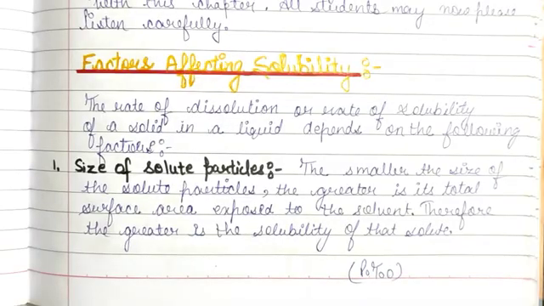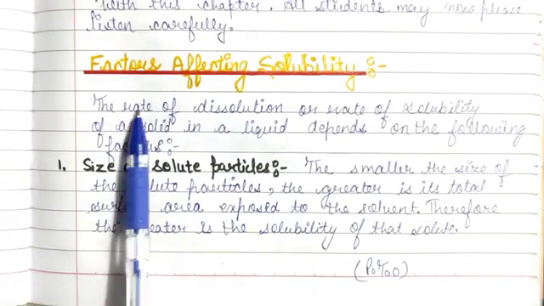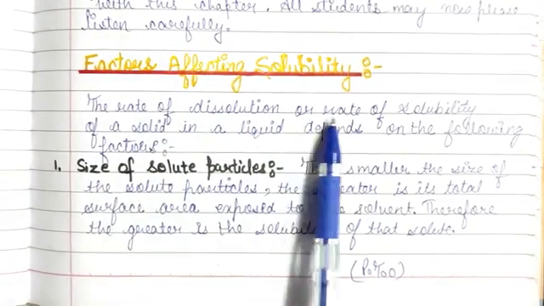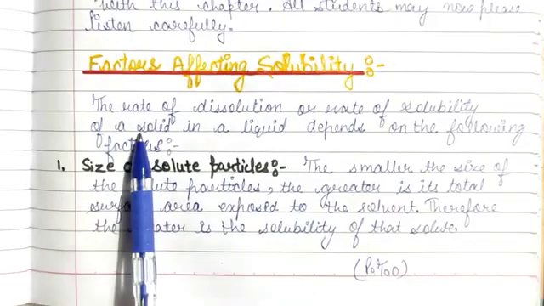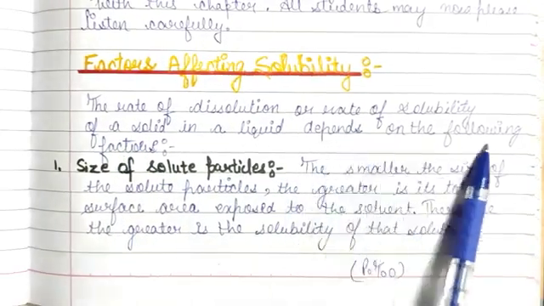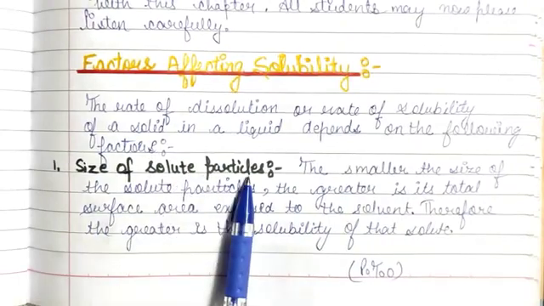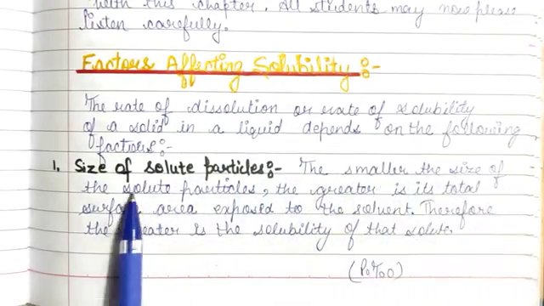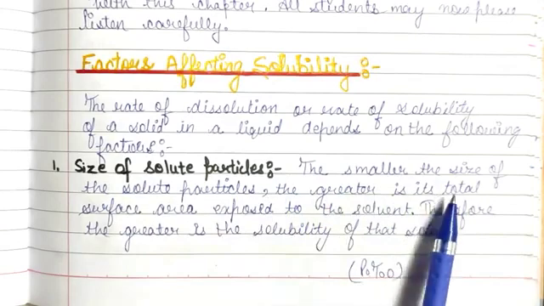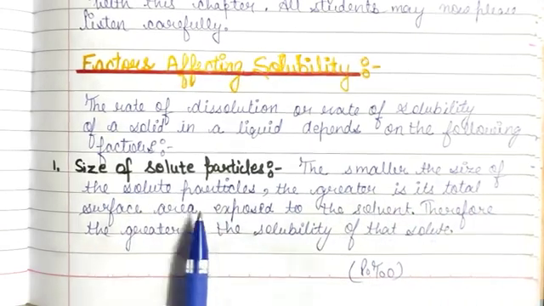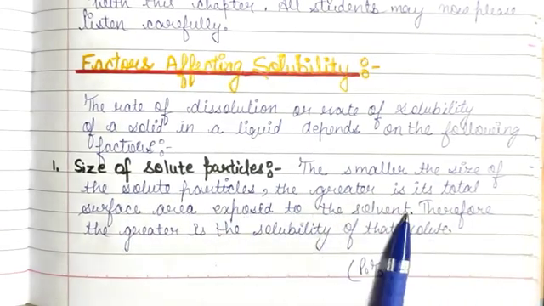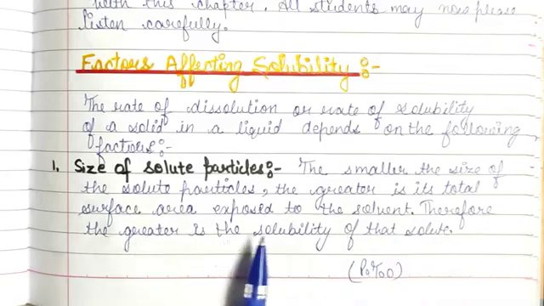Factors affecting solubility. The rate of dissolution or rate of solubility of a solid in a liquid depends on the following factors. Number 1, size of solute particles. The smaller the size of the solute particles, the greater is its total surface area exposed to the solvent. Therefore, the greater is the solubility of that solute.